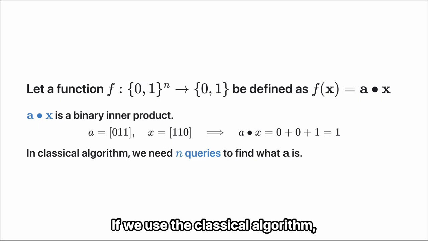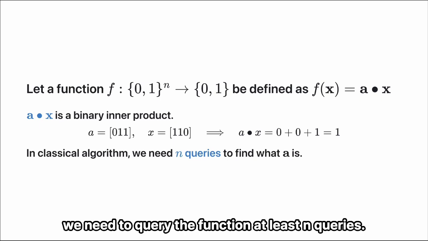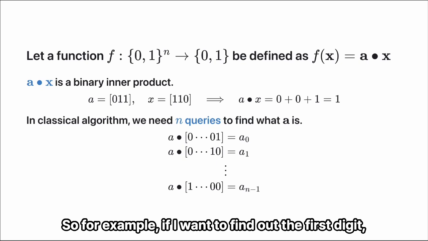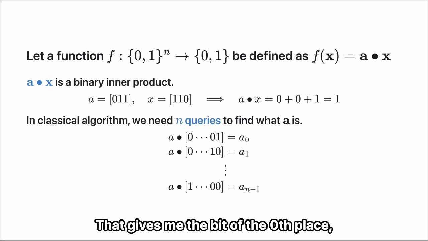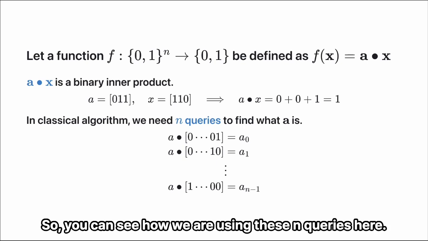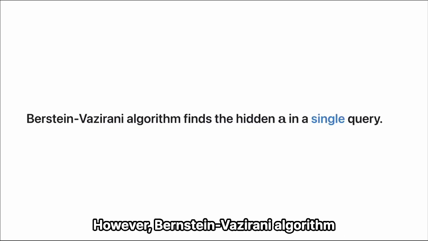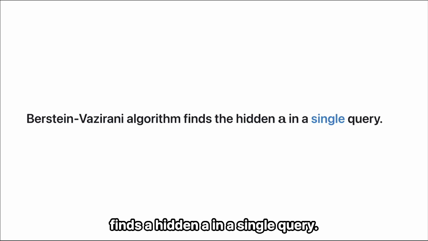If we use the classical algorithm, we need to query that function at least n times. For example, if I want to find out the first digit a0 of the string a, then I need to query the string 000 to 1. That gives me the bit of the 0th place. So you can see how we are using these n queries here. However, the Bernstein-Vazirani algorithm finds the hidden a in a single query.